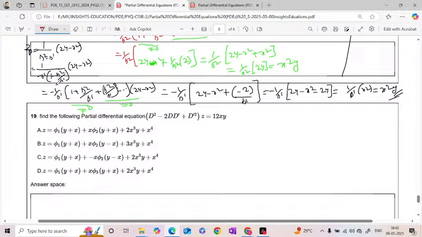Next one. Find the following partial differential equation: d square minus 2 d dash plus d dash square, into z is equal to 12xy. What is the auxiliary equation? What are the roots of the auxiliary equation?